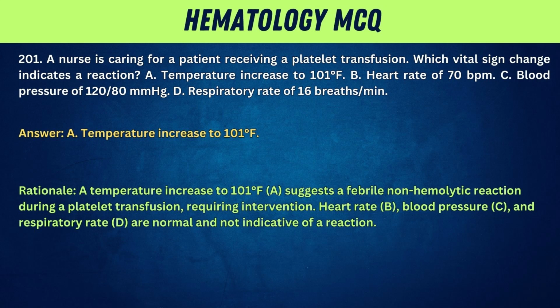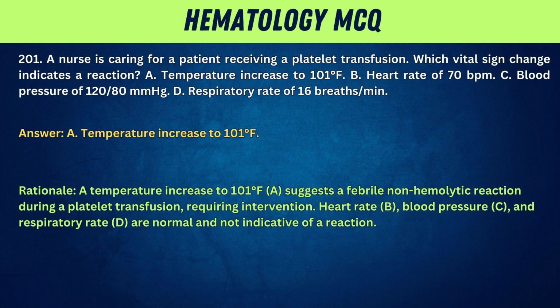201. A nurse is caring for a patient receiving a platelet transfusion. Which vital sign change indicates a reaction? A. Temperature increased to 101 degrees Fahrenheit. B. Heart rate of 70 bpm. C. Blood pressure of 120/80 mmHg. D. Respiratory rate of 16 breaths/min.